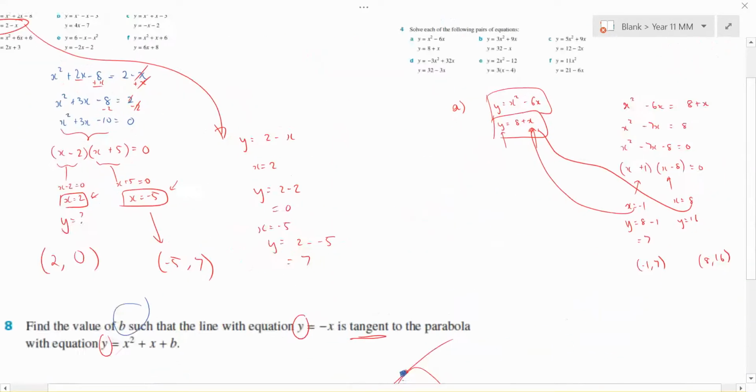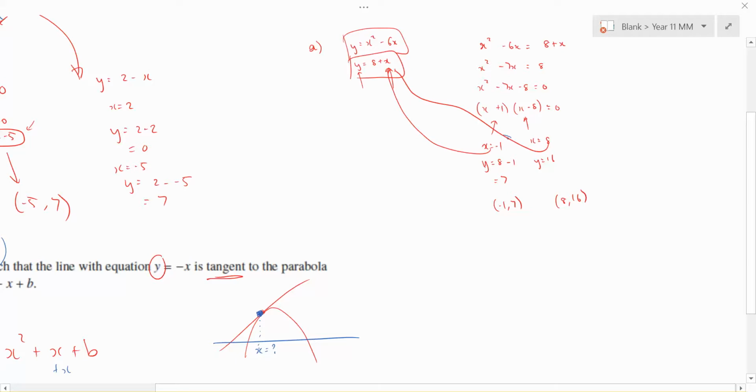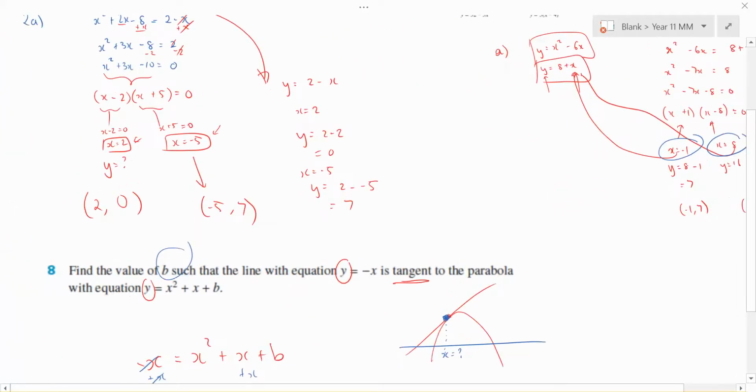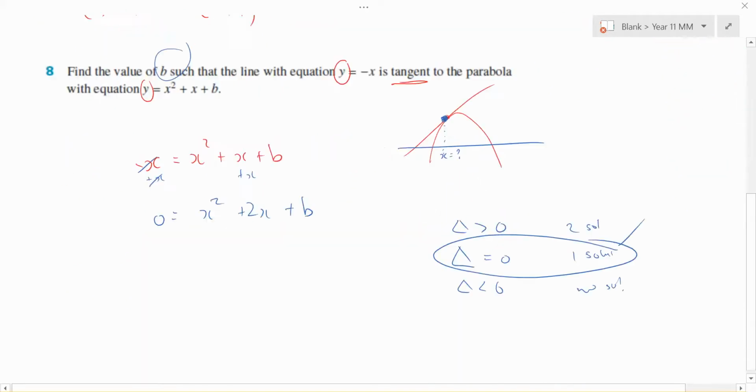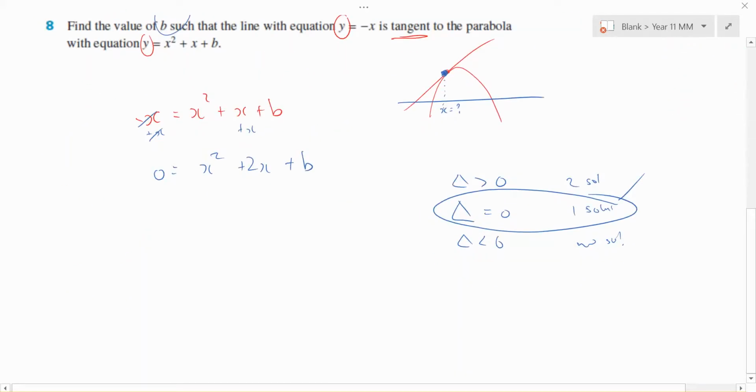Unlike the other ones, we always get two. We got x equals -1, x equals 8. That's two x intercepts. I mean, not two x intercepts, two x coordinate intersections. That's x equals 2 and x equals -5. We don't want two. We want only one. So to ensure that, I need to make sure the discriminant equals 0 to get one solution.